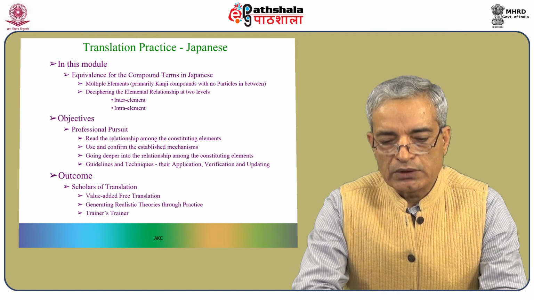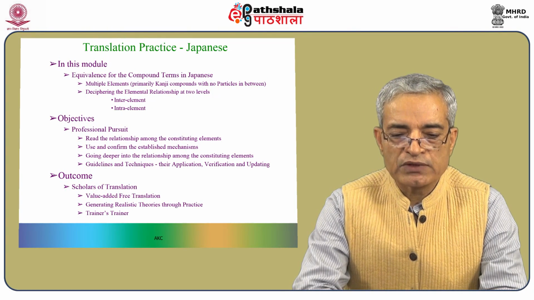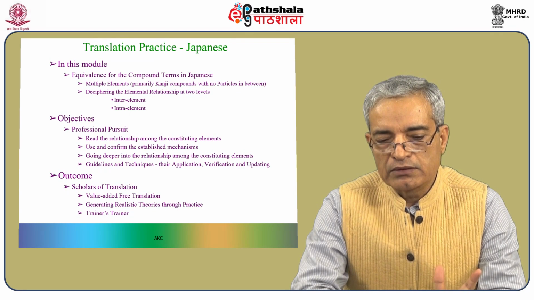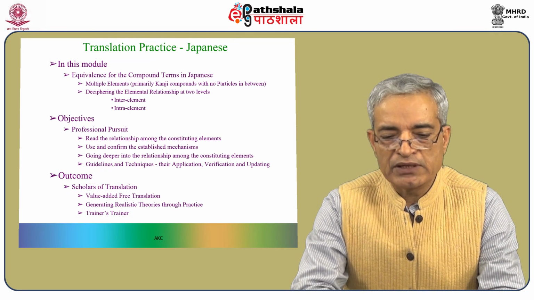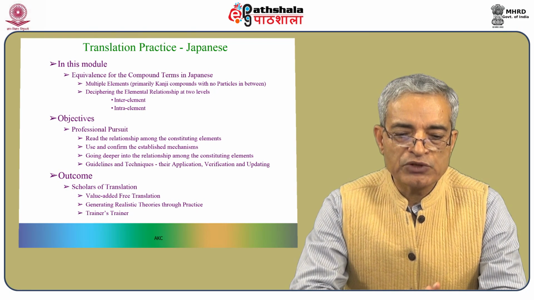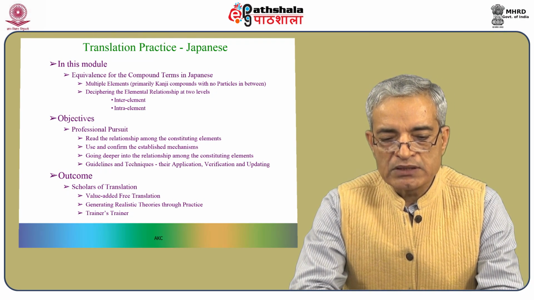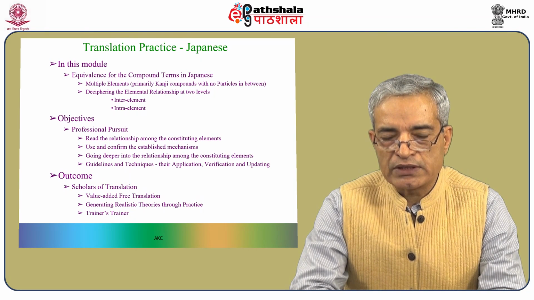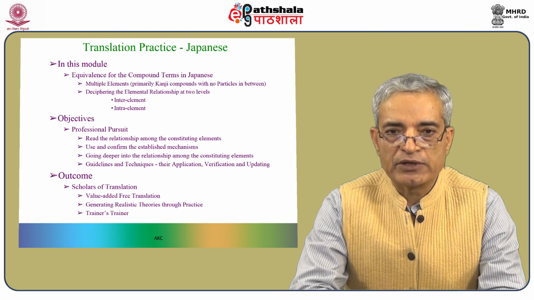In this module, we are talking about equivalence for the compound terms in Japanese, and there are multiple elements, that is primarily kanji compounds with no particles in between, and the second part is deciphering the elemental relationship at two levels, that is inter-element and intra-element.